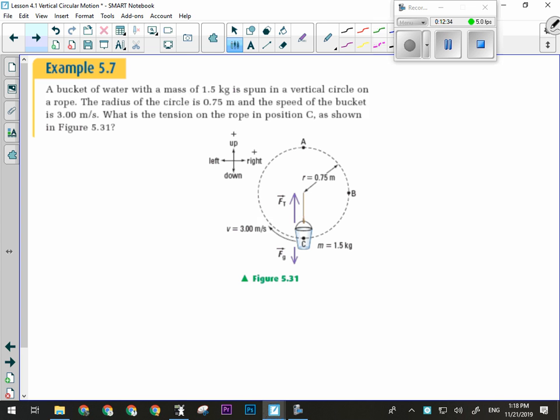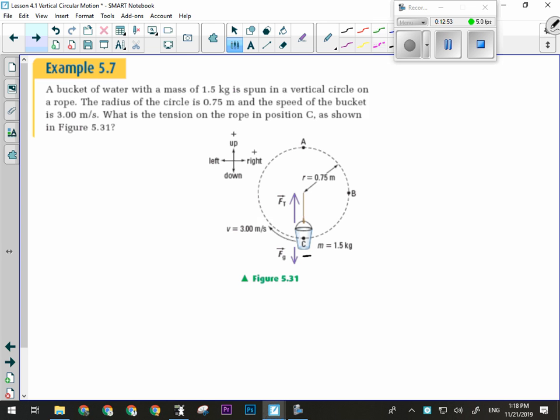Okay? So we have this bucket of water with a mass of 1.5 kilograms being spun in a vertical circle on a rope. The radius of the circle is 0.75 meters. The speed of the bucket is 3 meters per second. What is the tension in the rope at position C? So the bottom of the loop.